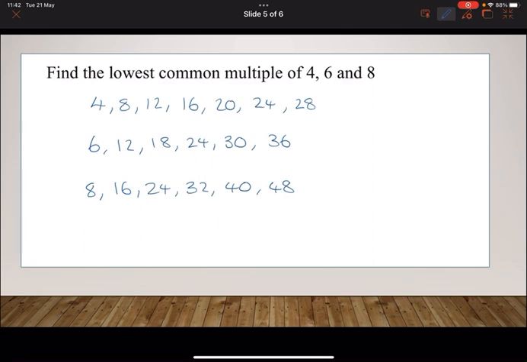So you'll notice that 12 is in 2 of the lists, but it's not in the 3rd. So that isn't a common multiple of all 3 numbers. But I can see that I've got 24 in all 3 lists. So my lowest common multiple must be equal to 24. Well done if you got that correct.